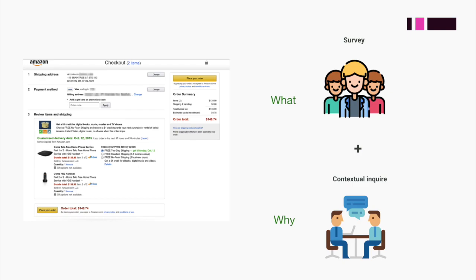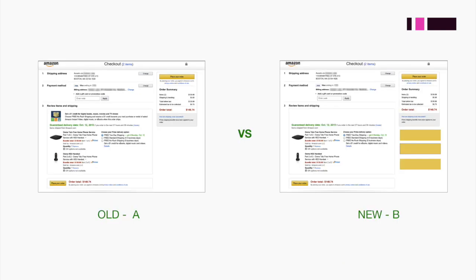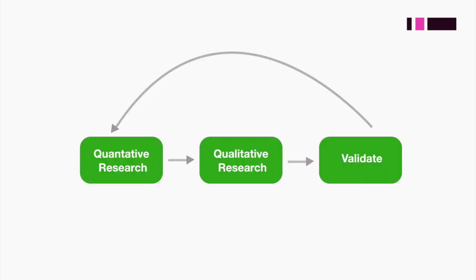Now we know how many people are dropping off and why, and then we need to redesign based on the solution from the research. Next we need to validate or test our design with something like A/B testing, just to check how efficient our new design is compared to the old one, and repeat the loop until getting the proper result.